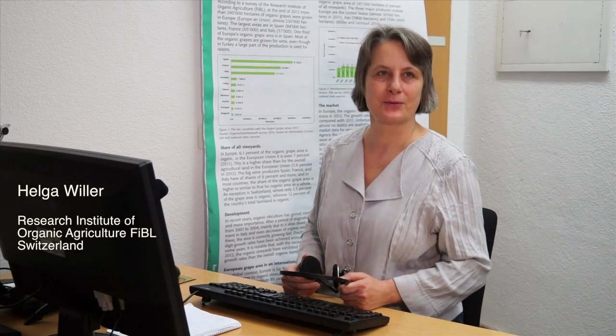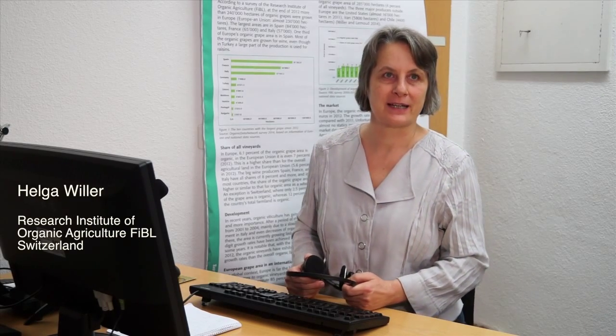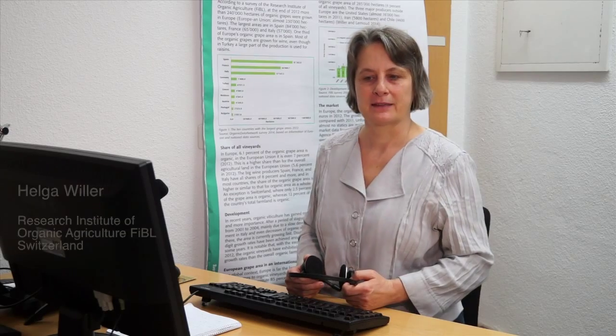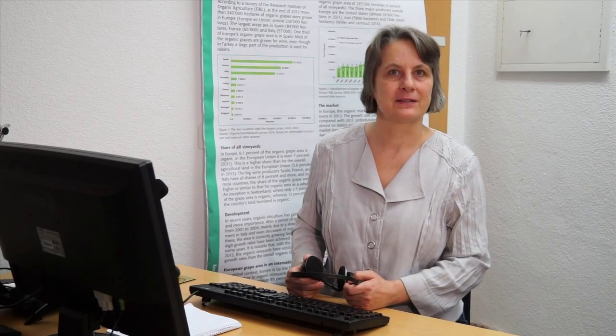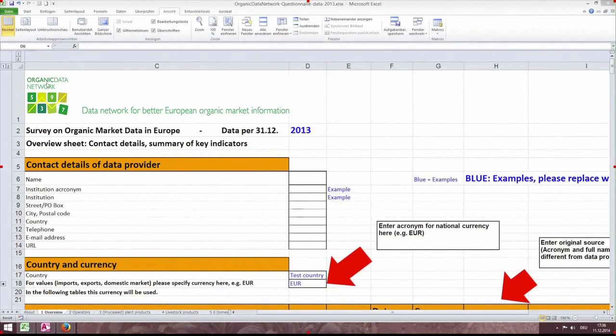I would now like to show you the questionnaire that we've developed in the Organic Data Network project and which we use to collect the organic market data in 39 European countries. So here's our questionnaire, which consists of several sheets. The first sheet is the overview sheet, where we ask for the contact details of the data provider so that we can come back to them in case we have questions. And we are also asking for the currency in which the data providers give us their data.